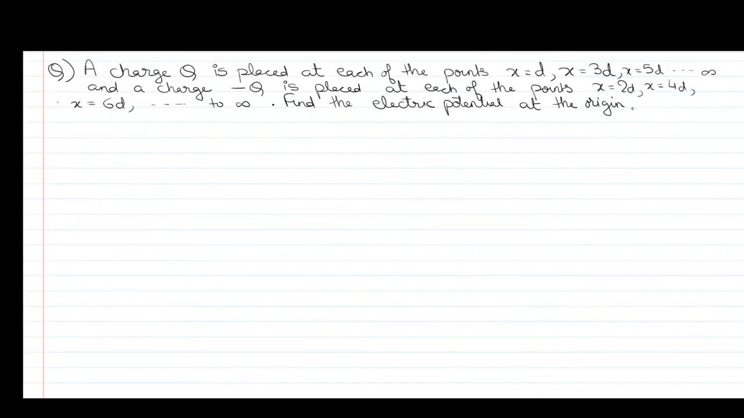So here is one more question. It says that a charge capital Q is placed at each of the points x is equal to D, x is equal to 3D, x is equal to 5D up to infinity, and a charge minus Q is placed at each of the points x is equal to 2D, x is equal to 4D, then 6D, and up to infinity. So we have to find the electric potential at the origin.